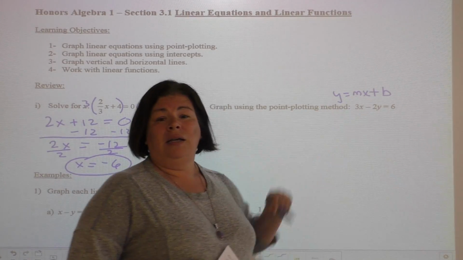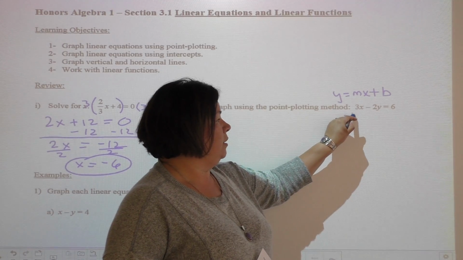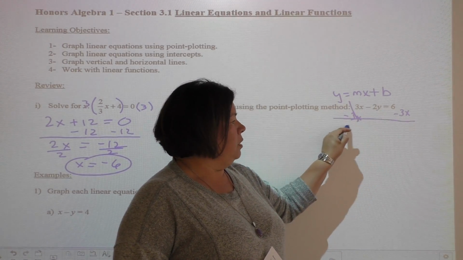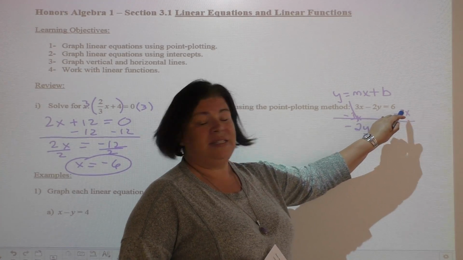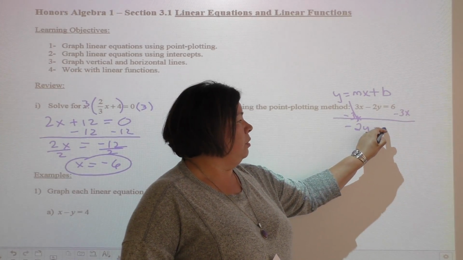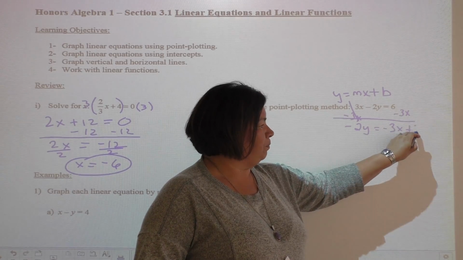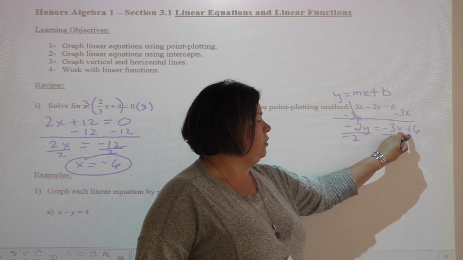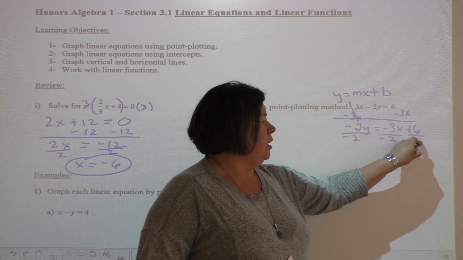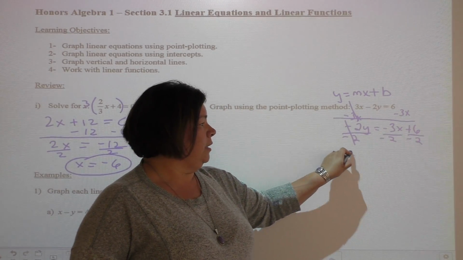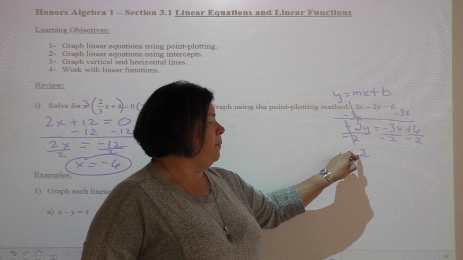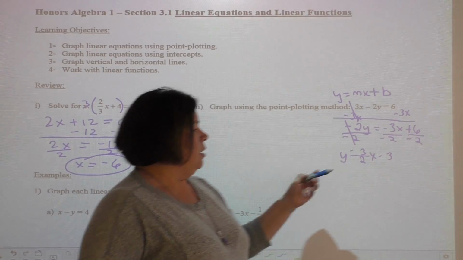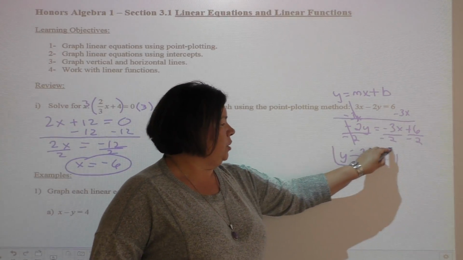So if I solve for y, I'm going to go ahead and subtract 3x from both sides. Notice that I kind of put it on the side there to show you that they are unlike terms. So when I divide by negative 2, I'm going to divide each and every term by negative 2. And of course, I'm going to simplify that. A negative divided by a negative is a positive 3 halves x minus 3. All right, so here is our equation.